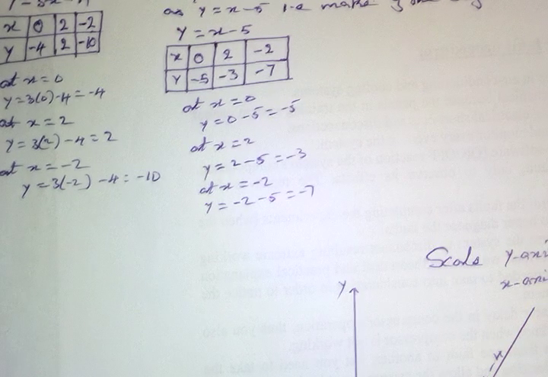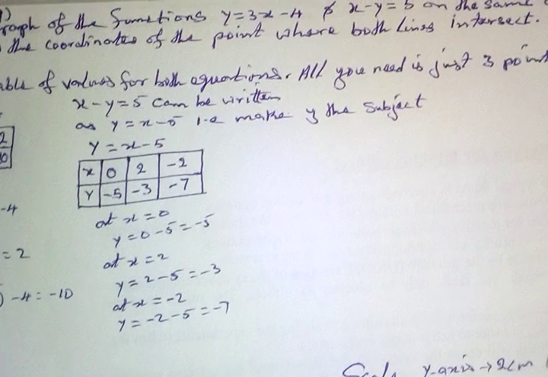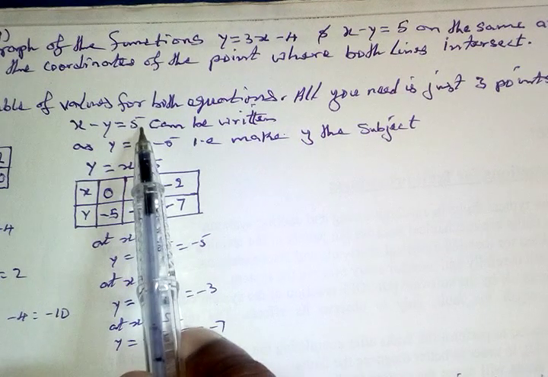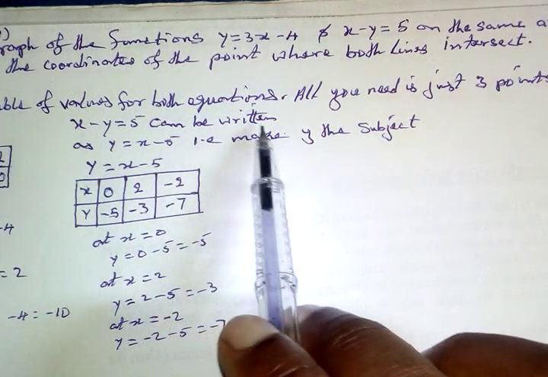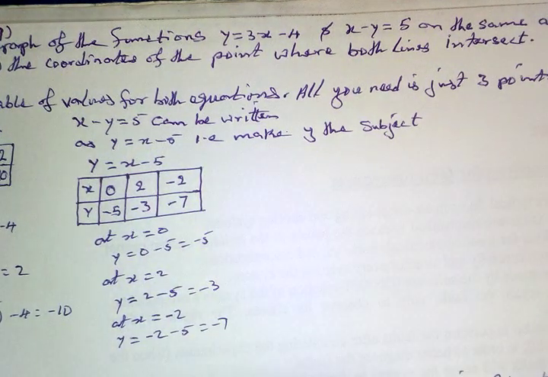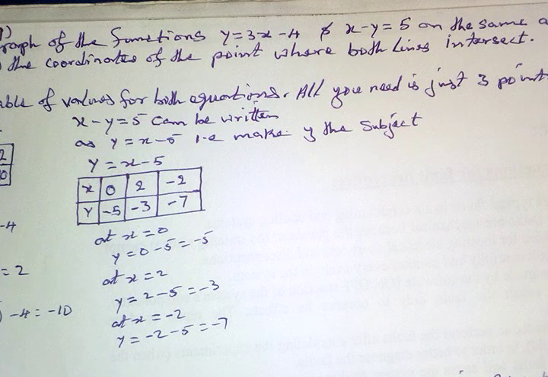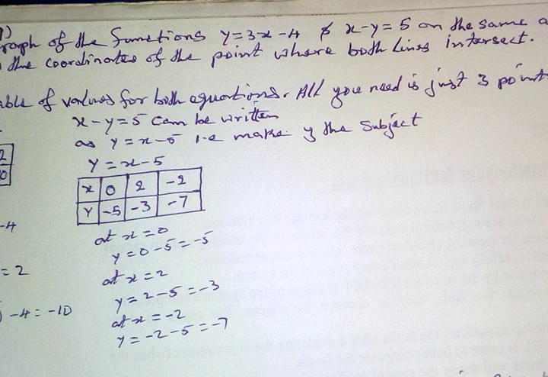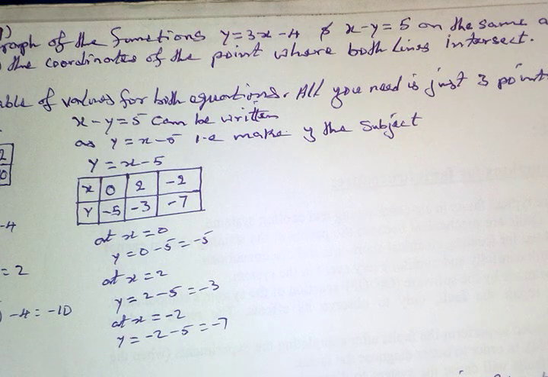Take note of the second equation. The second equation is x minus y equal to 5. You notice I rewrite the equation to be y equal to x minus 5. That is, I make y the subject of the formula, so that it will be in the general form of equation of a straight line. Is that clear? So it will be easy for me to just substitute and get the value of y. So let's quickly move on to the graph and plot this.